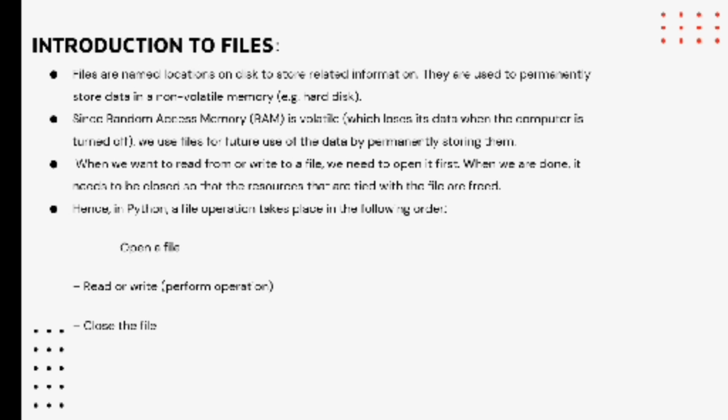When we want to read from or write to a file, we need to open it first. When we are done, it needs to be closed so that the resources tied to the file are freed. Hence, in Python, a file operation takes place in the following order: open a file, perform operations such as read and write, and close the file.